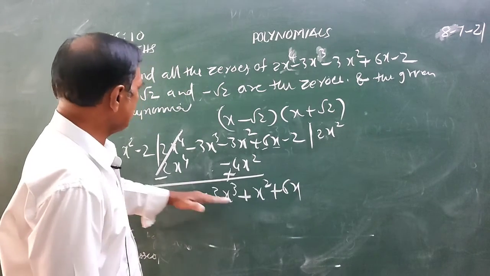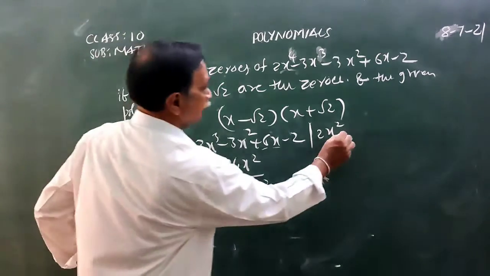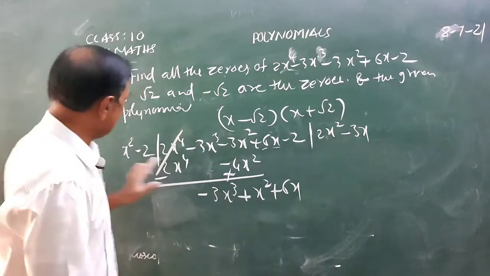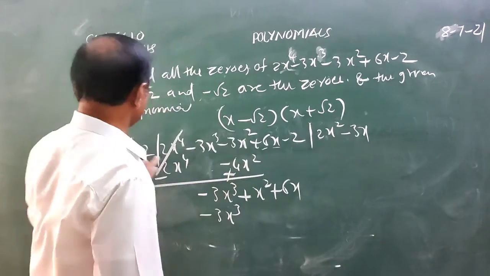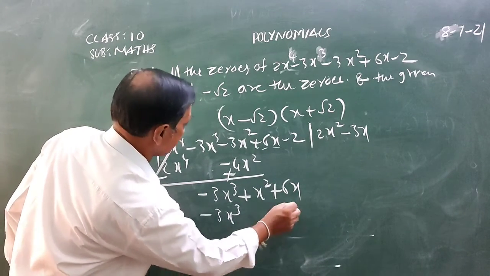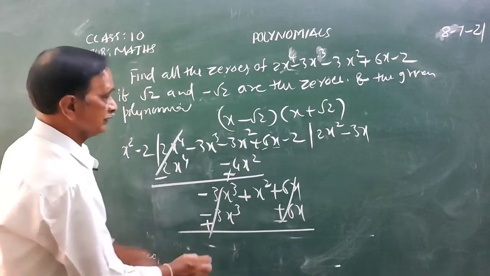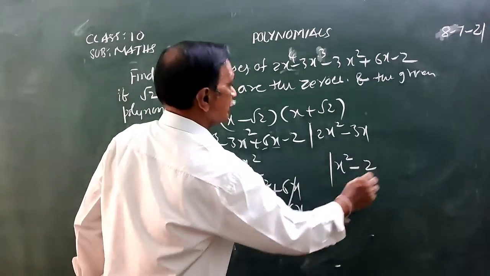Again, divide the first term by first term. Minus 3x cube by x square gives what? Minus 3x. Multiply the divisor by minus 3x. Minus 3x into x square, minus 3x cube. Minus 3x into minus 2, plus 6x. Subtract, plus minus, these two get cancelled. So here we get x square. Bring down the next term minus 2.